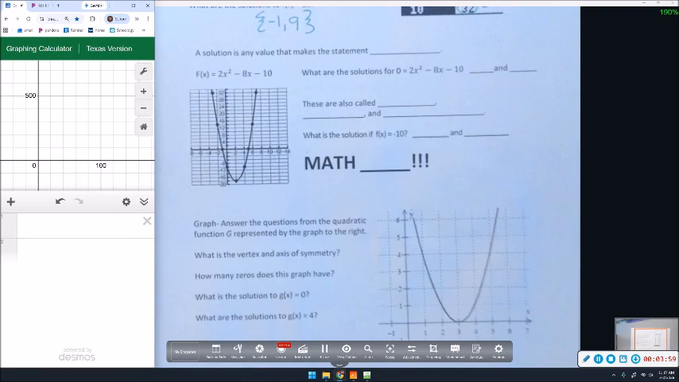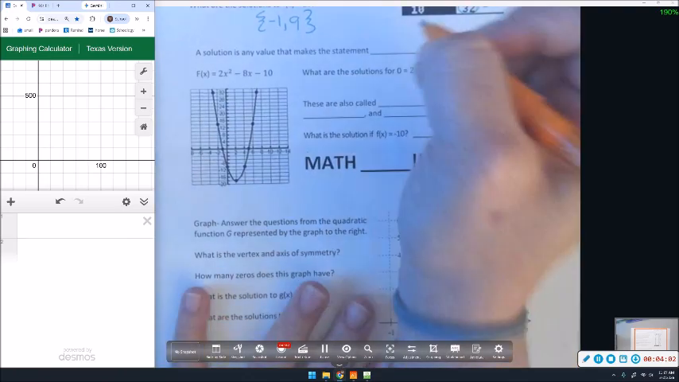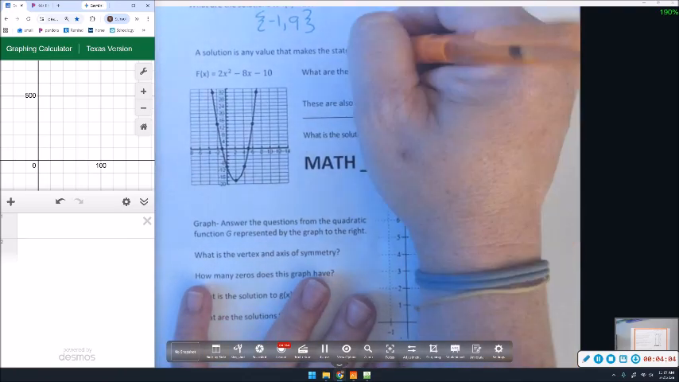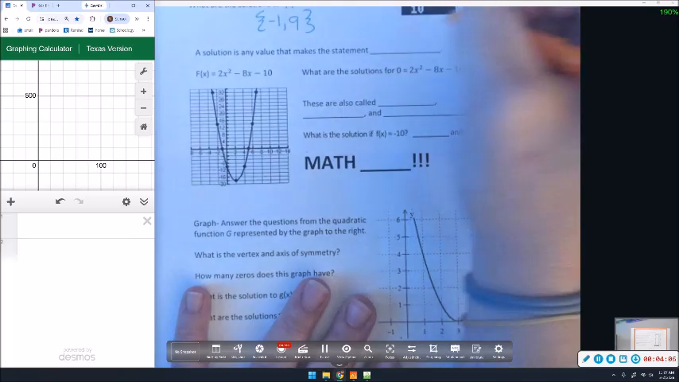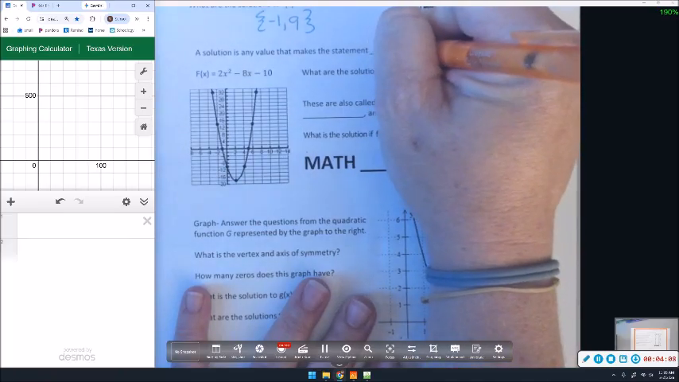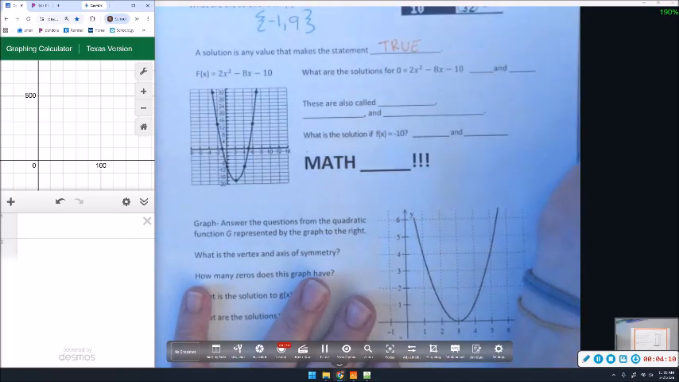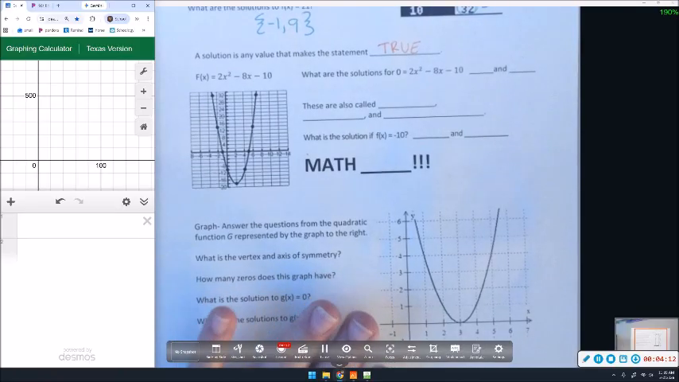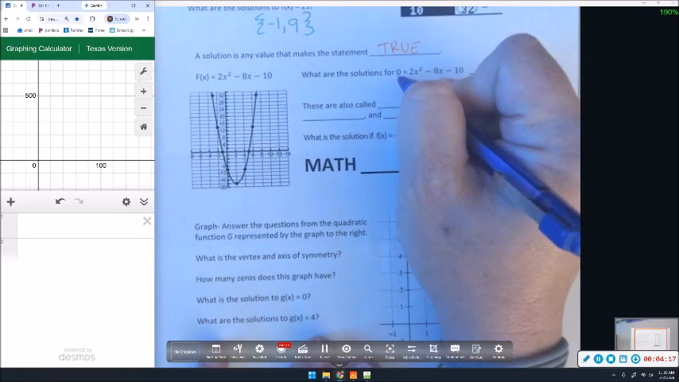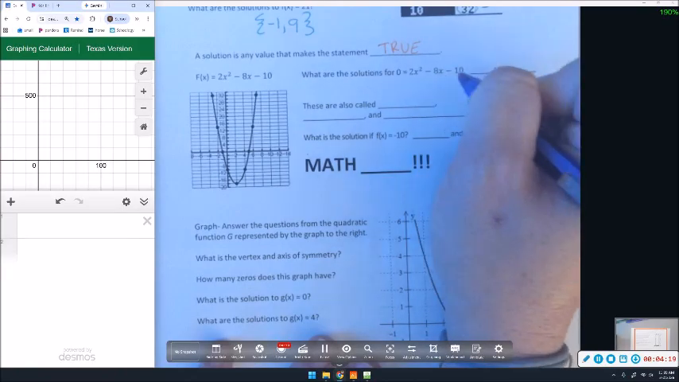Okay, so it says a solution is any value that makes the statement true. So we're just looking at how to make our statements true. So it says, what are the solutions for 0 equals 2x squared minus 8x minus 10?